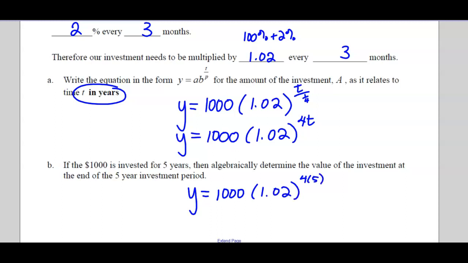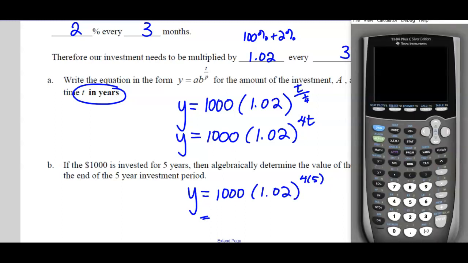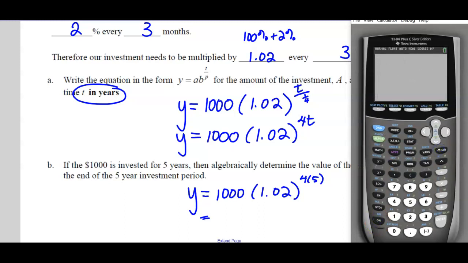So the exponent's going to be 20. So 1,000, bracket 1.02, close the bracket, exponent 20. And these are all money, so round to the nearest cent, 2 decimal places, unless we told otherwise. That's not bad. We just made $485.95.